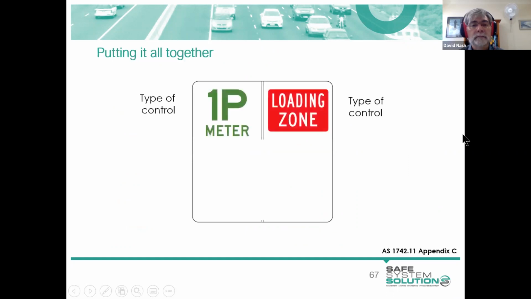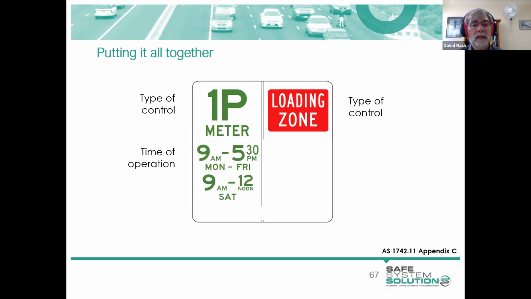Okay, so this is putting a few options together. 1P meter parking, the times of day are specified, the days of the week are specified, Saturday is specified as well. You notice that in the 5.30, the 30 is actually in a smaller font than the 5, but from a distance that makes it more readable.